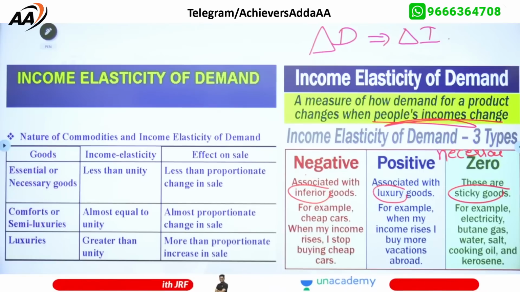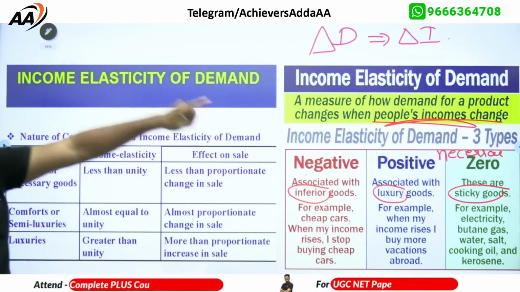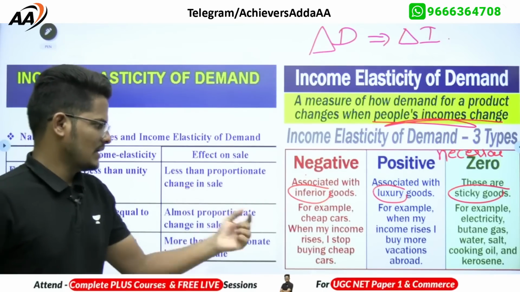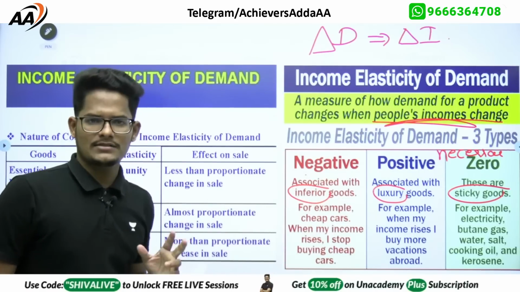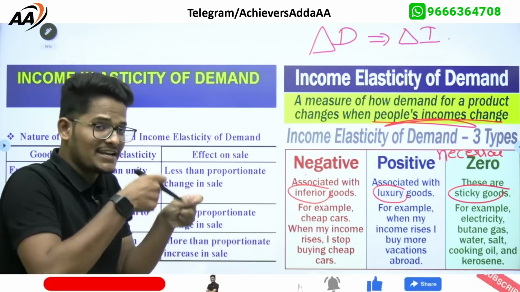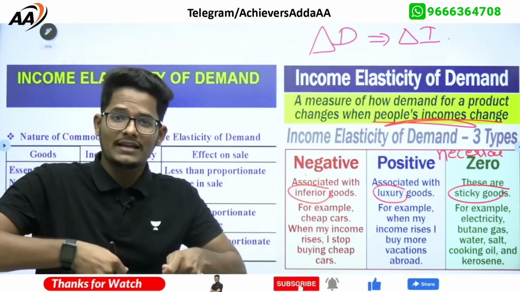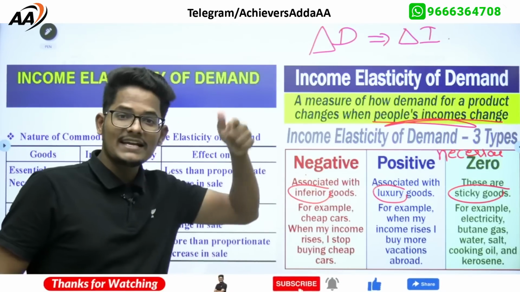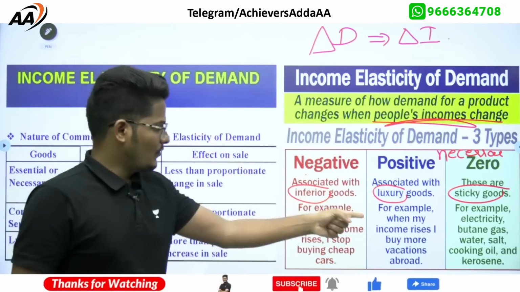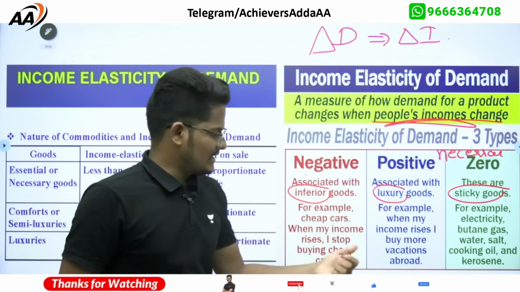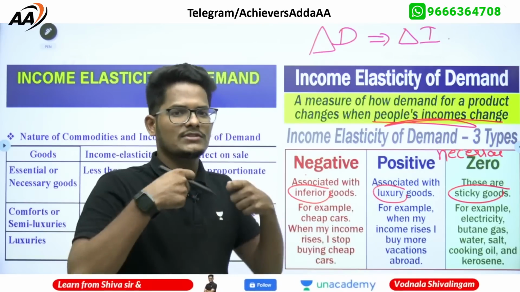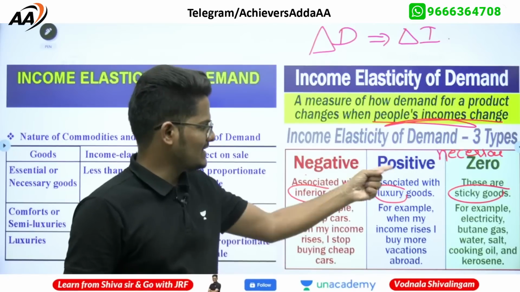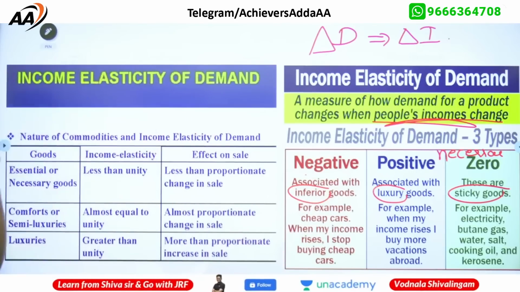Now if you look at the clear-cut picture, here negative income elasticity of demand means cheap cars. When my income rises, I stop buying cheap cars. I stop buying inferior goods when my income rises. That is why it is negative income elasticity. When my income rises, I will buy more vacations abroad, meaning more luxury goods. That is a positive relation between income and demand.